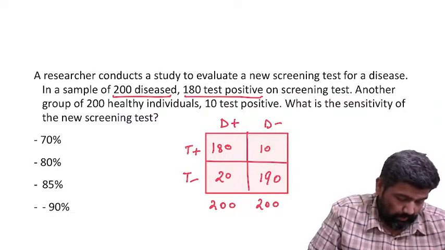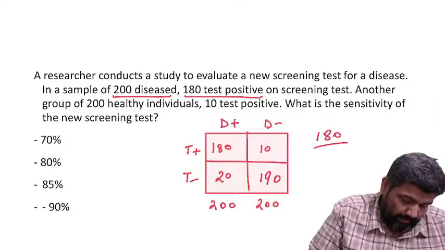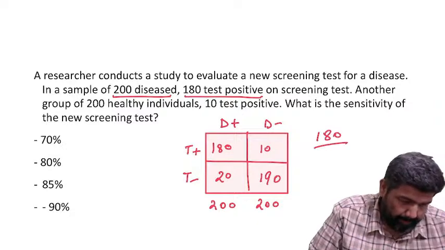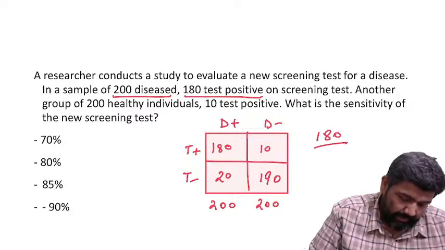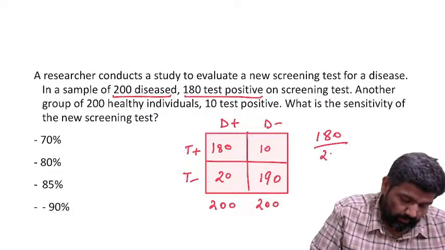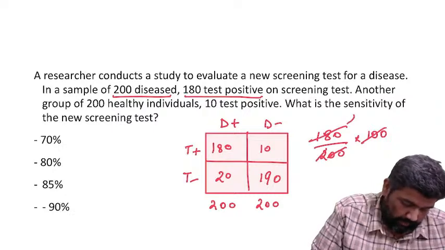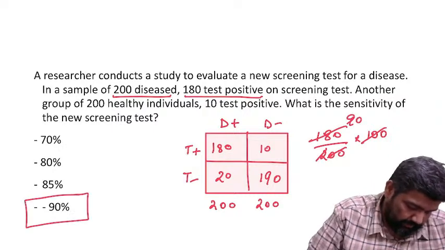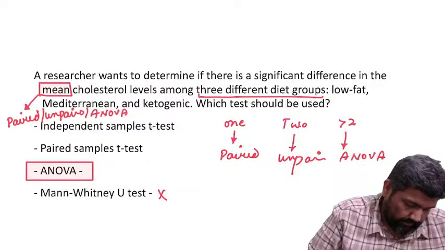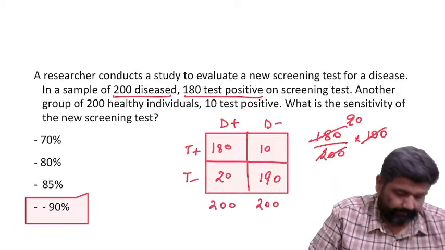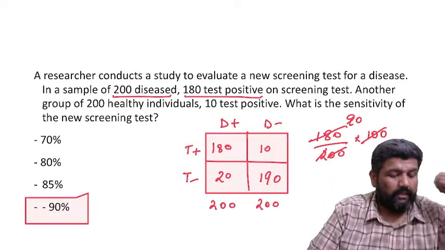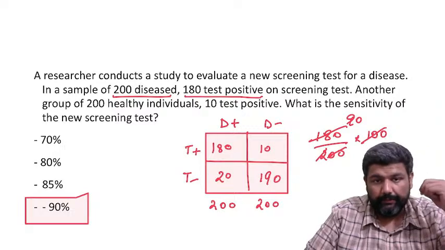So 180 divided by 200 into 100. So the answer will be 90%.